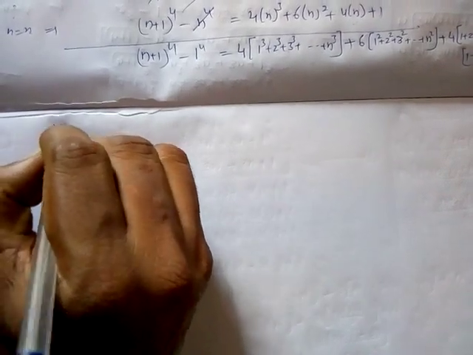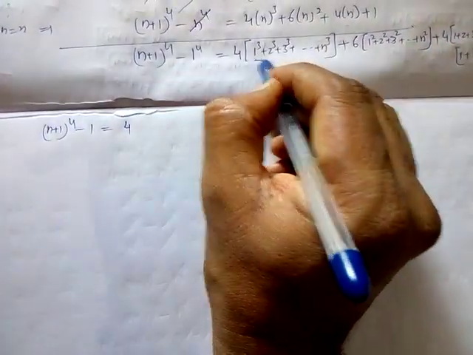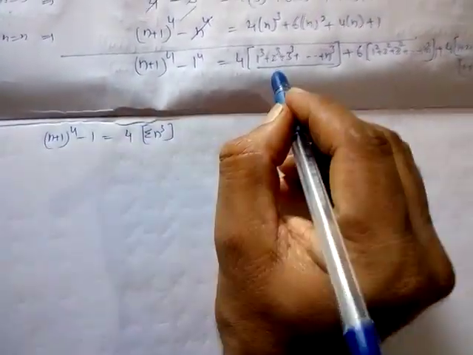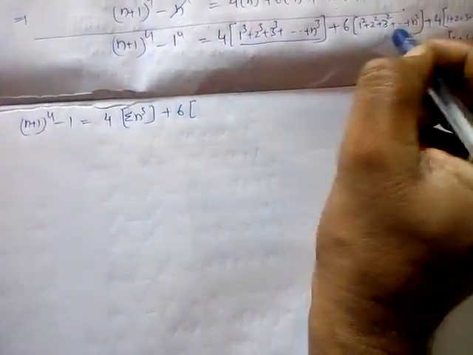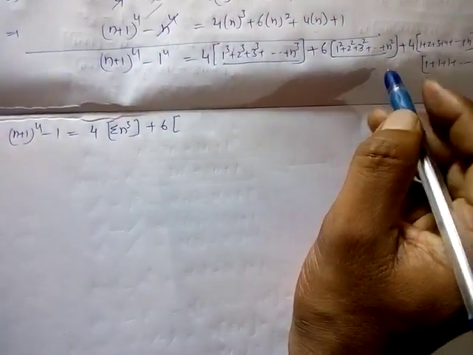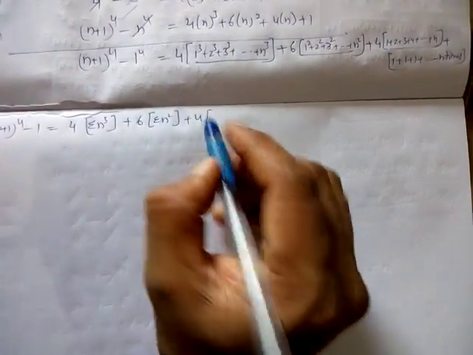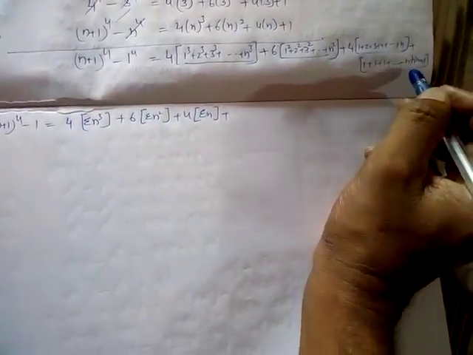So here (n+1) to the power of 4 minus 1 is equal to 4 into, this can be written as sigma n cube, the sum of the cubes of first n natural numbers, plus 6 into, this is the sum of the squares of first n natural numbers, sigma n square, plus 4 into the sum of first n natural numbers, sigma n, plus 1 plus 1 plus 1, n times, the value is n.